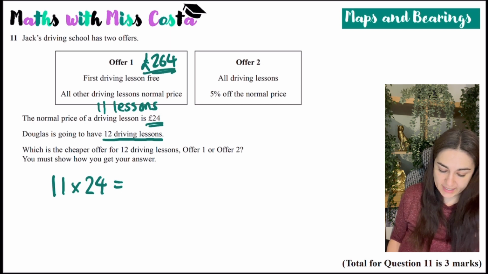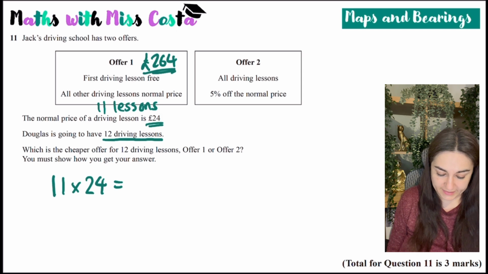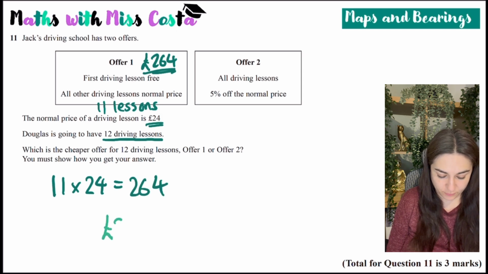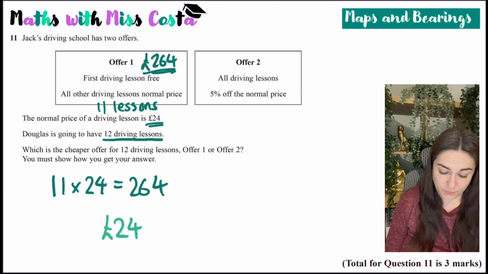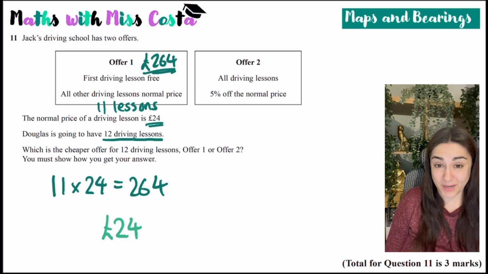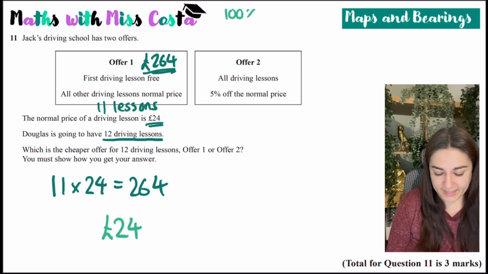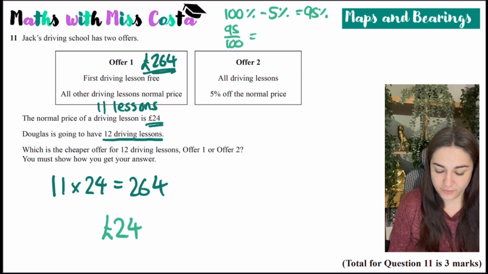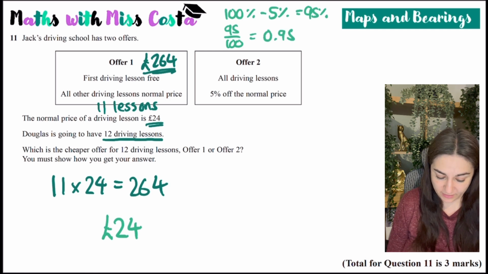For offer 2, he gets 5% off the normal price. So if the normal price is £24, 5% off of that, and there's a lot of ways we can do it if you know your multiplier method. So we've got 100% is my normal price, and I'm taking 5% off that, so that means that's 95% of the original price. 95% means 95 over 100, which if I divide it is 0.95. So the quickest way is to do 24 times by 0.95.